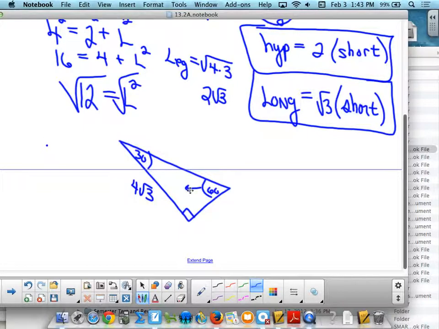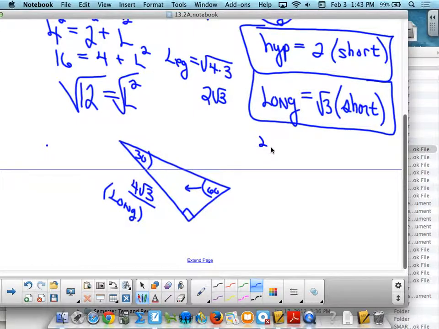Long leg. Yep. And if you can't tell me you just gave me the long leg, then you're in trouble. If you think that's the hypotenuse, you're in trouble. So that's the long leg. Which formula has a long leg in it? The bottom one. Okay, so what do you put in for the long leg?